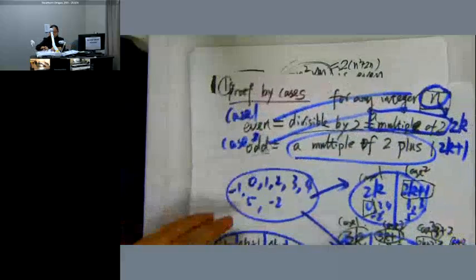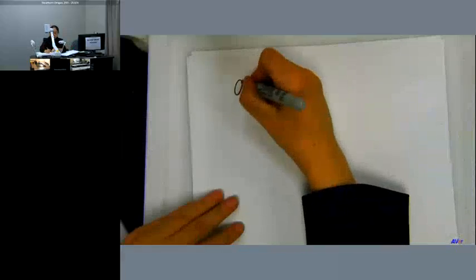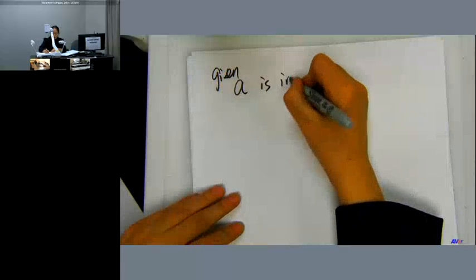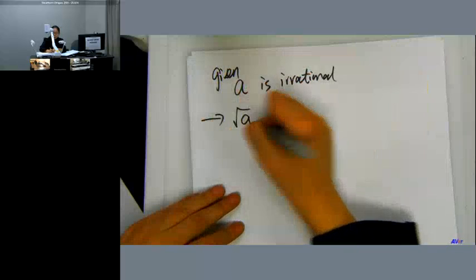Now, look at the second question. They want you to show the square root of A is irrational. So you are given A is irrational. How do you prove the square root of A is irrational?